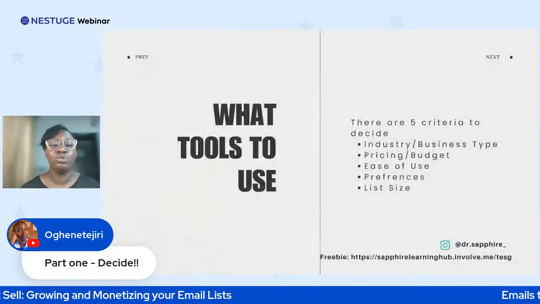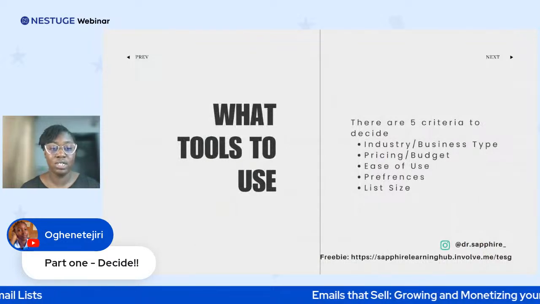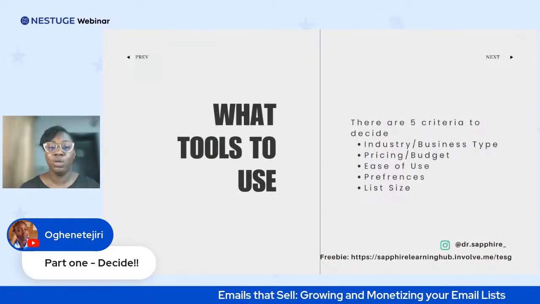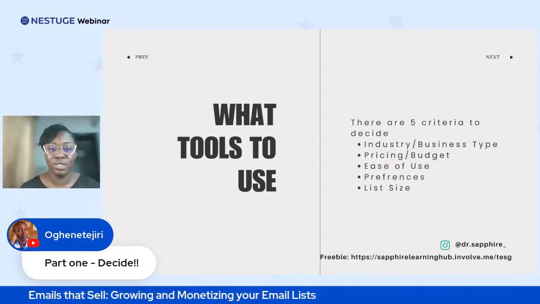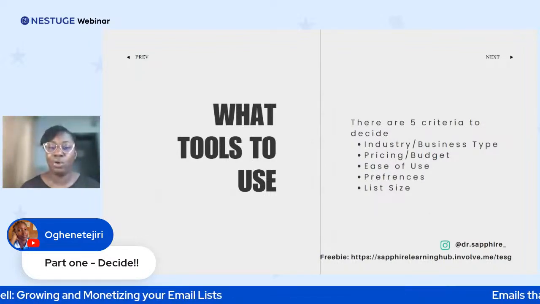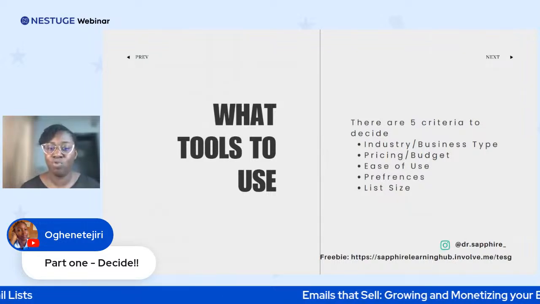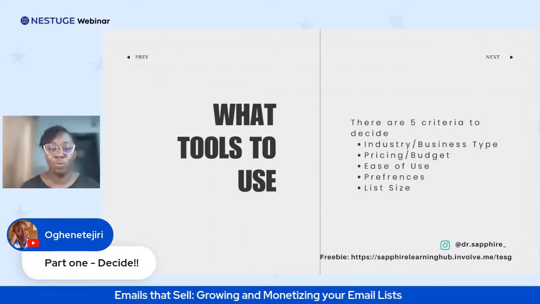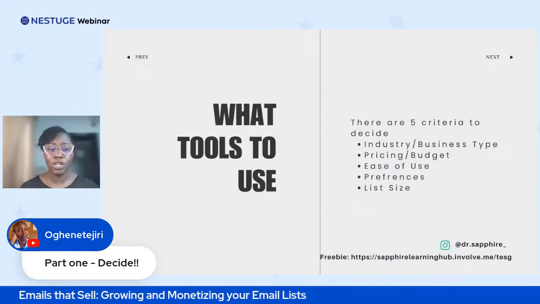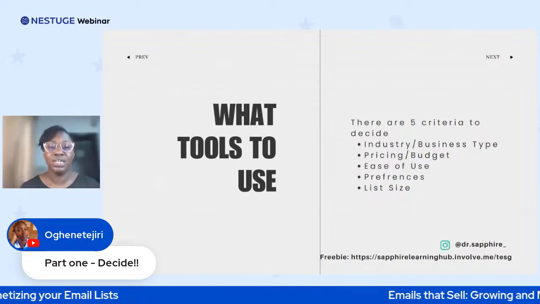Now, when it comes to the tool that you would use, because you need to be able to promote your email list, your lead magnet, and you need to be able to get a tool to help you, there are 5 criteria to help you decide. Your business type. What kind of business do you do? A lot of us here are course creators, service providers. Some other people are into e-commerce. Some other people have what do we call it, brick and mortar businesses. So what kind of business do you run, and what industry are you?